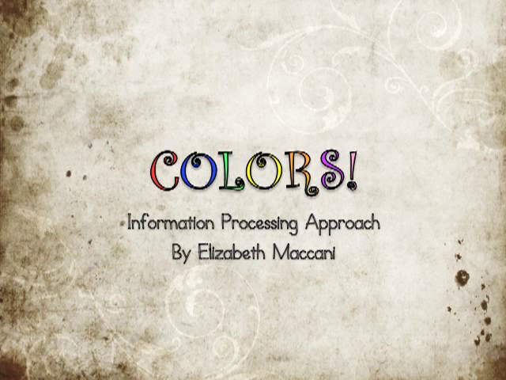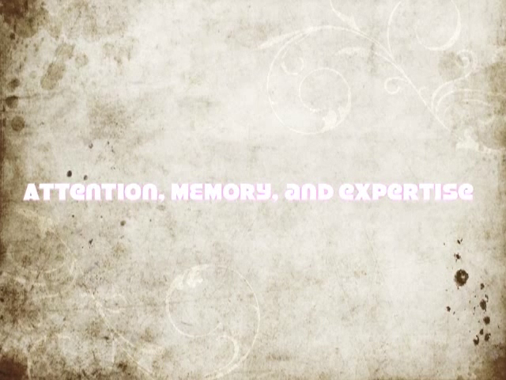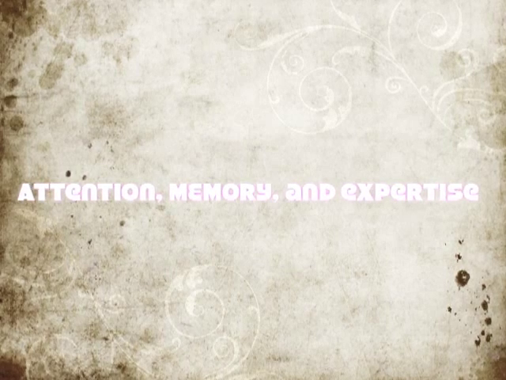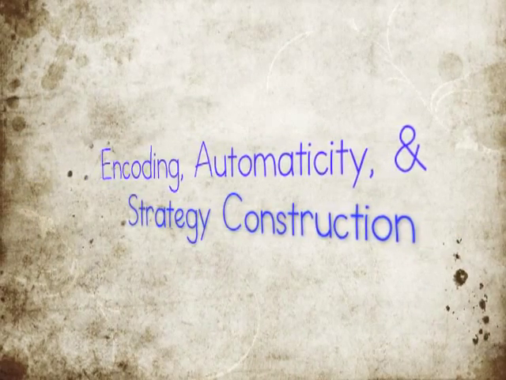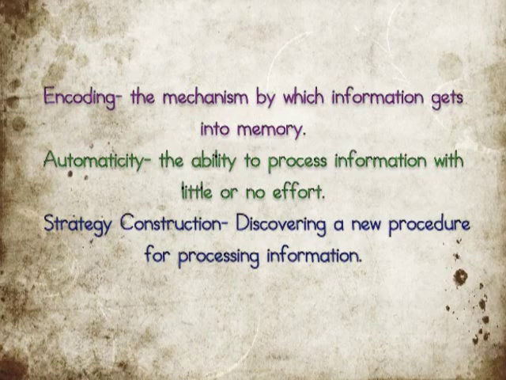The information processing approach is a cognitive approach in which children manipulate information, monitor it, and strategize about it. Central to this approach are the cognitive processes of memory and thinking. Three important aspects of cognition are attention, memory, and expertise. As children grow and mature and experience the world, their information processing abilities increase, as well as their mind's capacity and speed of processing. Encoding, automaticity, and strategy construction is the process children go through to take in, store, and retrieve information in their working memory.